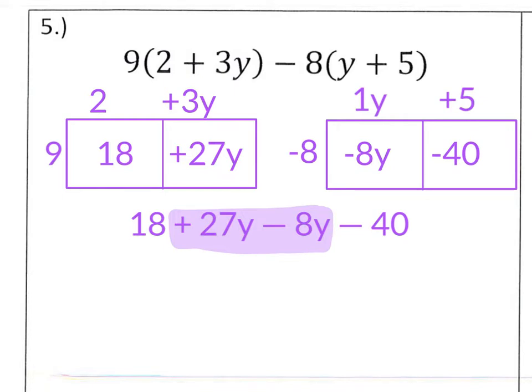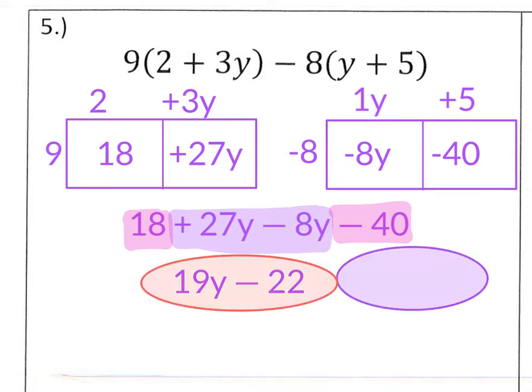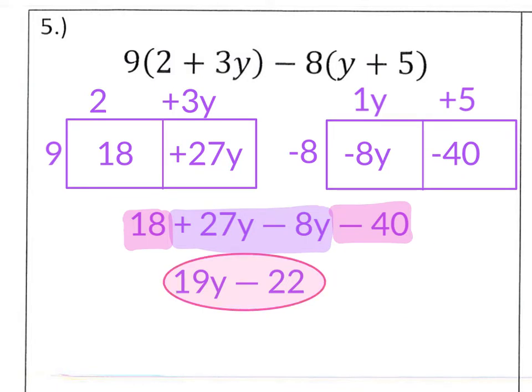27 minus 8 is 19. And the reason I could put them together is because they were both y variables, so I'm going to have 19y. Okay, the next one is 18 minus 40. So we've highlighted those there. So 18, either 18 minus 40 or 18 plus a -40. And when we put that in our calculator, we get -22, so I wrote it as 19y minus 22. And then that's my answer there. So I've circled it, and that is my answer.